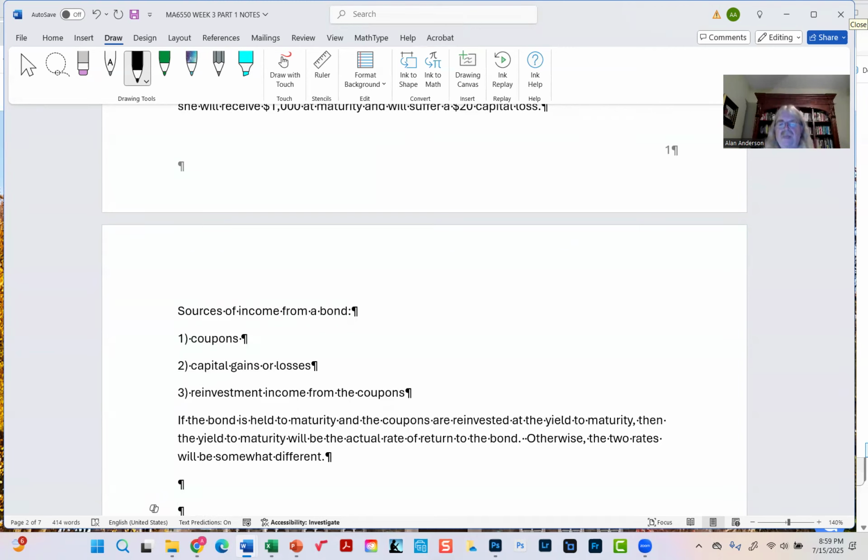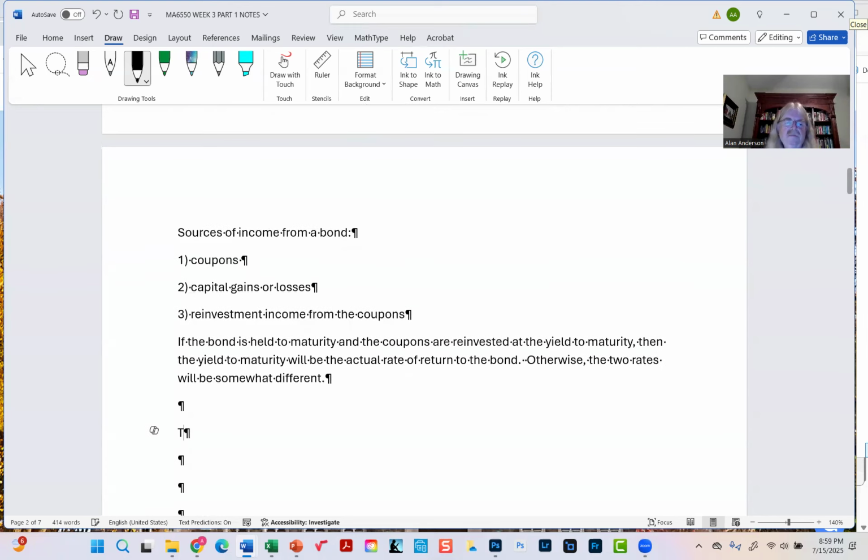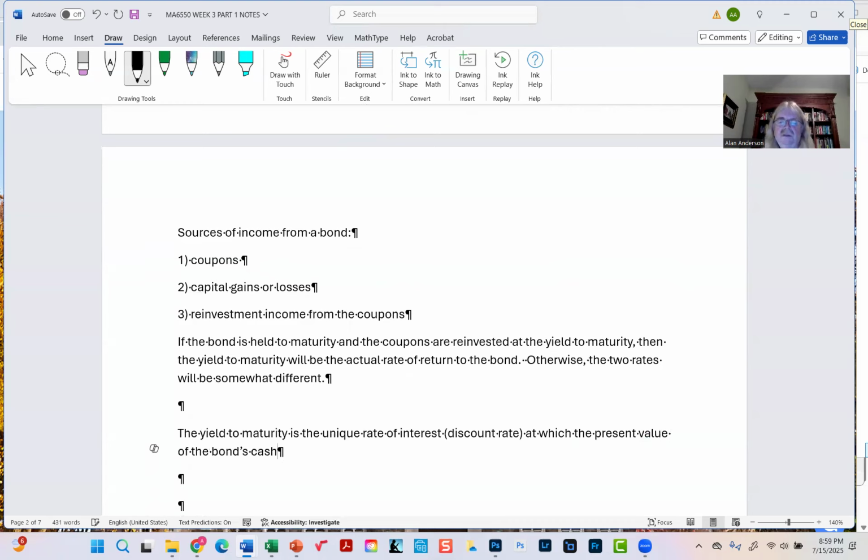But more formally, the yield to maturity is the unique rate of interest or discount rate at which the present value of the bond's cash flows exactly matches the bond's market price.